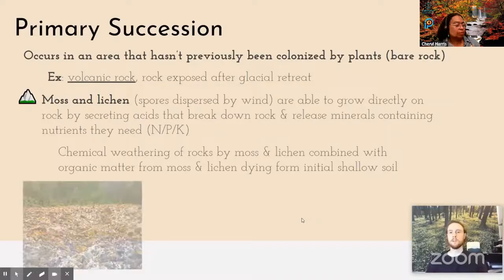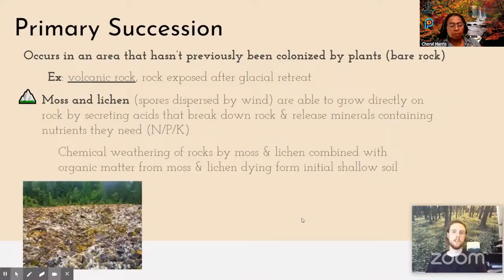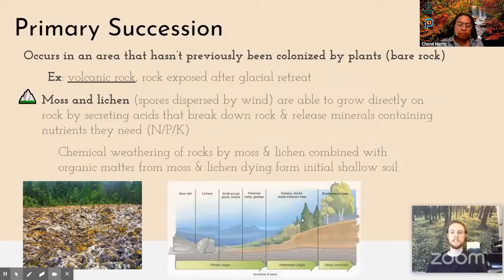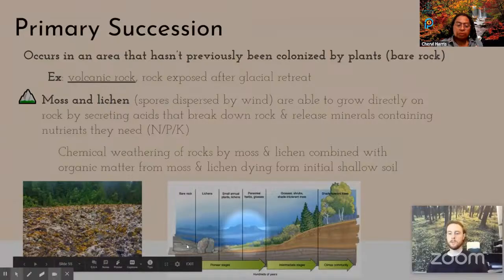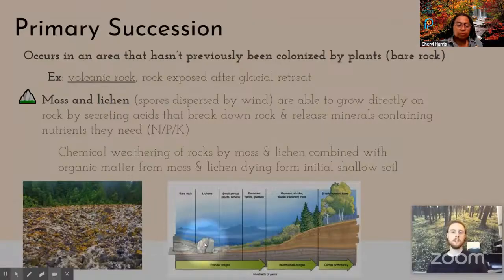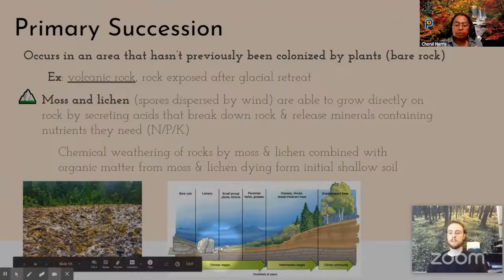So if we look at this picture here, we can see this is a lava flow where there is exposed rock after the lava has cooled, and it's going to be colonized first by these lichen. And then we have this diagram that we did look at before, but it's a great reminder that we have this bare rock, and then eventually the rock is starting to be broken down by the secretion of the acid by moss and lichen. And then eventually we get just the very beginnings of really rocky, shallow soil here.